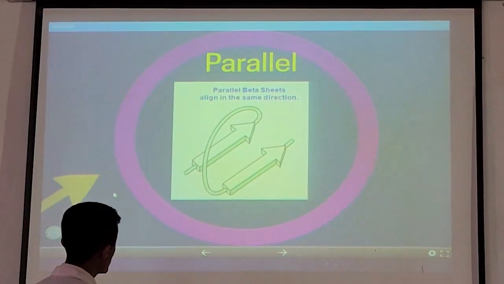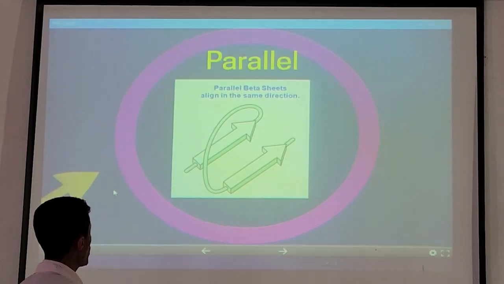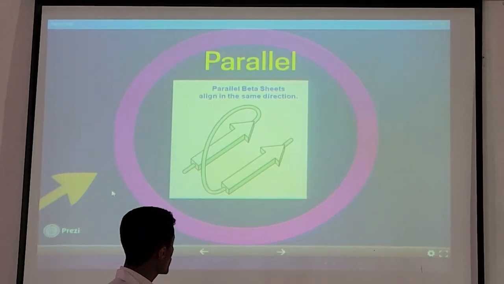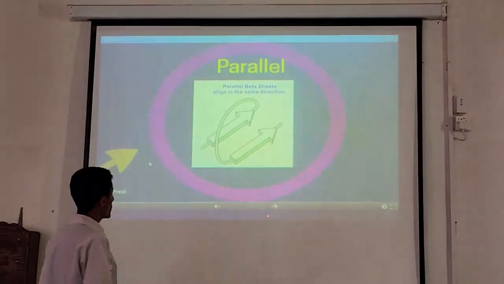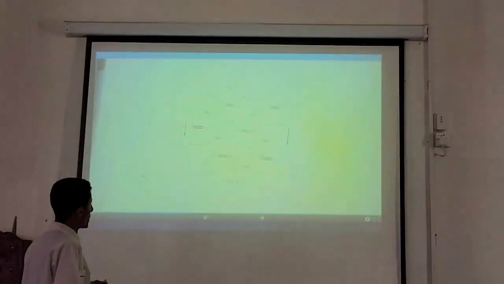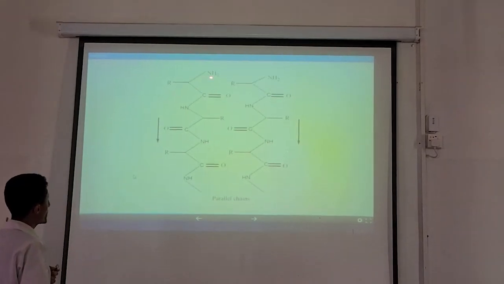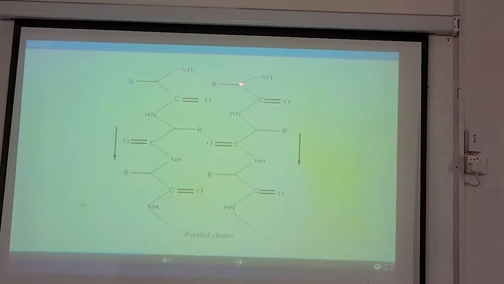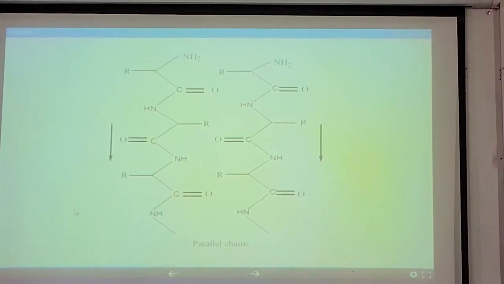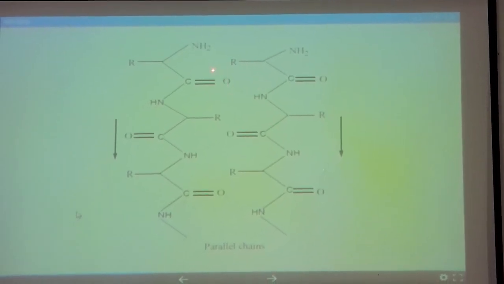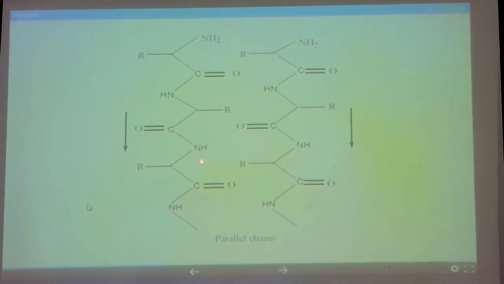And beta pleated sheets are of two types: parallel, which is when two polypeptide strands run in the same direction, and we can determine this by looking at the ends of the polypeptide chains. If they are the same, like the amino groups or N-terminus on the same side, they are parallel chains, and they have these hydrogen bonds holding them together.